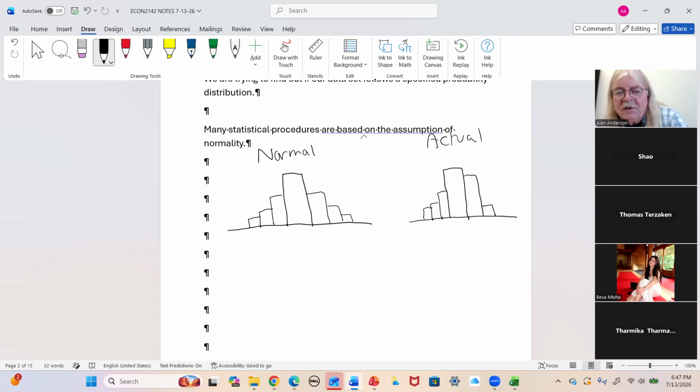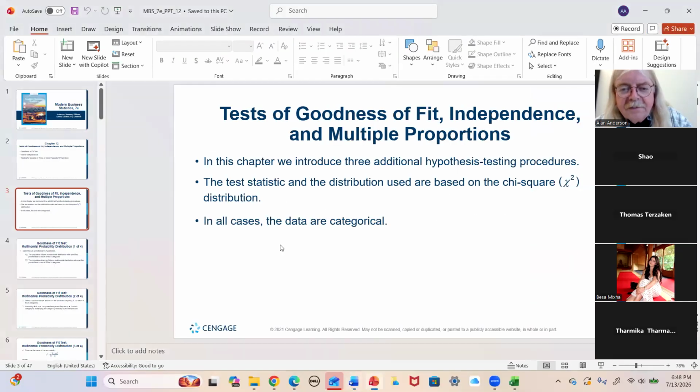So we need a formal procedure that lets us ask, are the data normal or not? Yes or no? And that's what we're going to do with the goodness of fit test. It isn't necessarily going to be the normal distribution. It could be any distribution. So that's what this is all about. Take our data, compare it to an assumed distribution, and see if the data do follow that distribution or not. The test statistic we'll be using follows the chi-square distribution. So let's see what they have for us.